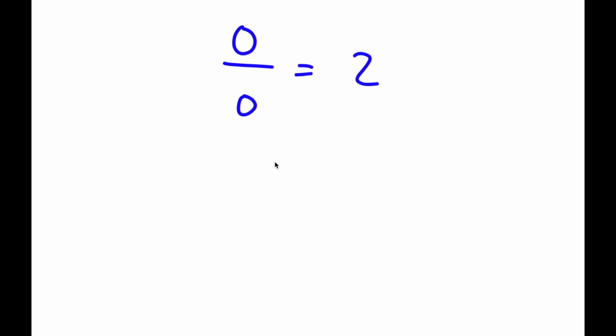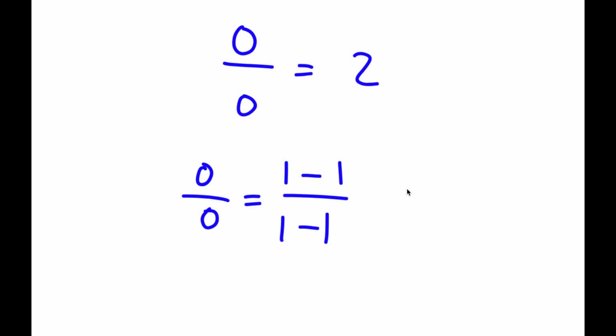Alright, so in this problem, I'm going to be proving that 0 divided by 0 is equal to 2. So first off, I'm going to simply start with 0 divided by 0. And now 0, this is the same thing as 1 minus 1. So now I have 1 minus 1 over 1 minus 1. And 1 minus 1, that's the same thing as 10 minus 10. All of this is equal to 0. 1 minus 1 is 0, 10 minus 10 is 0.